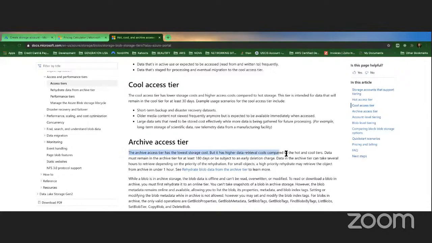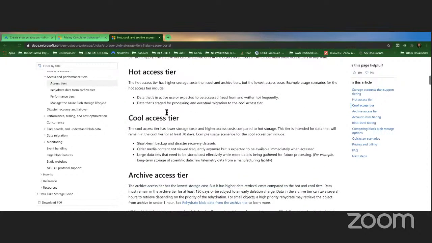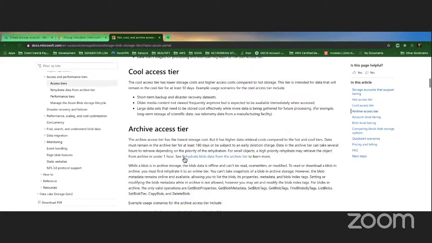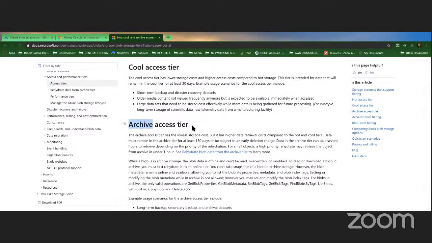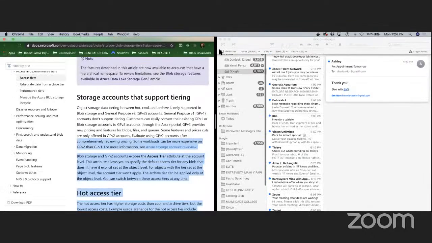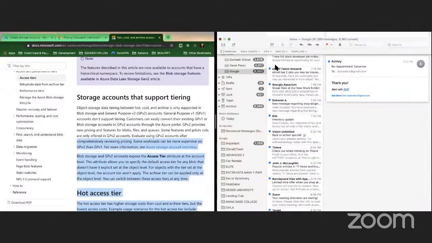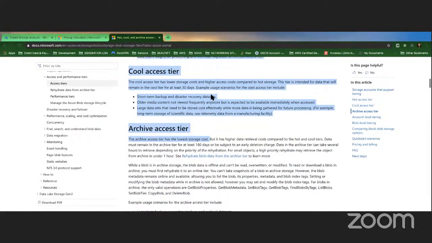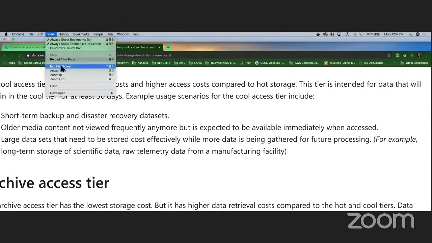Exactly what I said. It says here, the archive access tier has the lowest storage cost, but it has higher data retrieval cost compared to the hot and cool tiers. Okay, so we have hot, cool, archive. So you can archive my files. It's going to be cheap compared to the other two, but when it comes to retrieving the information, that's going to be much higher than the other two. Okay, because it takes more time, right? For the other ones, it's real quick, and for this one it's super slow compared to the other ones.